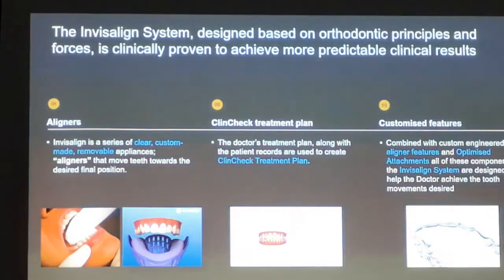And the third thing that helps us differentiate from other companies is that we have customized features. We have features that come with the aligner, with different shapes. And we have the optimized attachment. It is the composite that we put on the patient's teeth that helps to achieve the tooth movement that you plan.